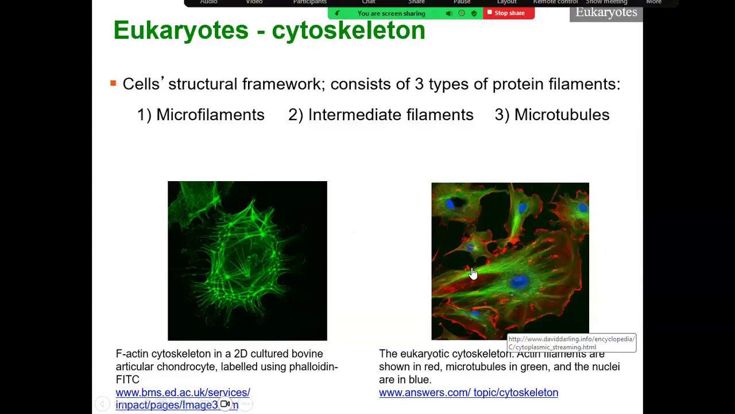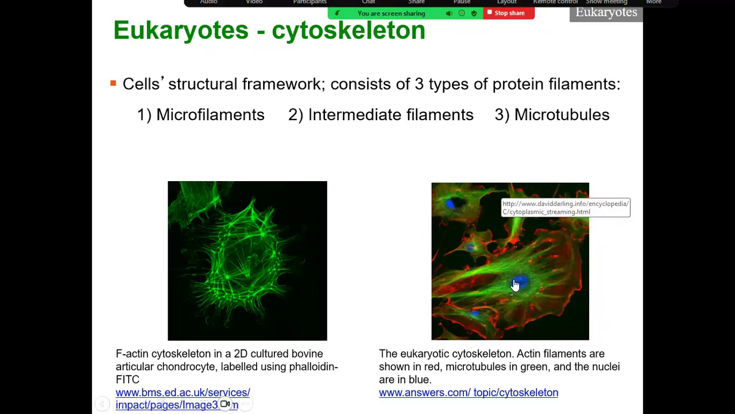Here we can actually see this cell right here, probably right there, and that's probably another cell right there. And there's the nucleus staining blue, which is actually lacking the cytoskeleton. It's just staining blue for some reason. But this one is showing actin filaments in red, microtubules in green.